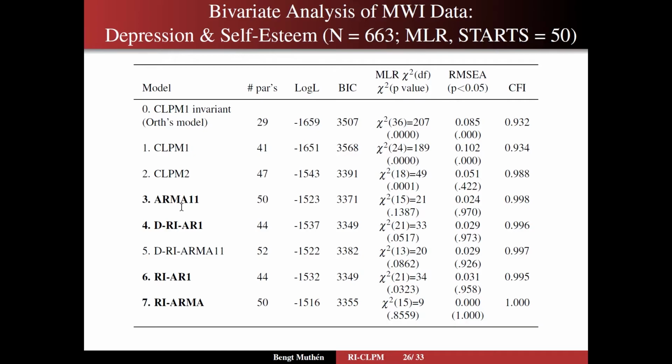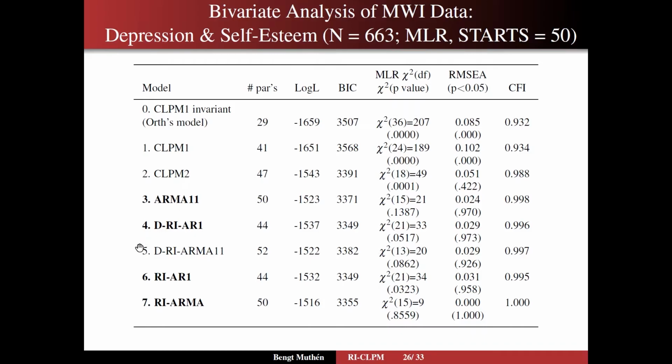Now turning then to slide 26, we take a look at the results for the bivariate analysis of this data set of depression and self-esteem, 5 time points, sample size 663, that we did the univariate analyses for. And on the left here you have the whole sequence of models in a similar notation from the univariate analysis. Although in the univariate analysis, instead of using the word CLPM1, we use AR, auto regression 1, lag 1, and auto regression lag 2.